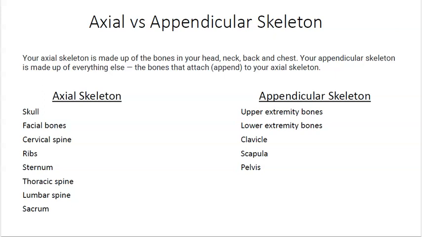So your axial skeleton is made up of the bones in your head, neck, back, and chest. Your appendicular skeleton is made up of everything else, the bones that attach to your axial skeleton. So the axial skeleton is right down the middle of your body. It's the skull, facial bones, cervical spine, ribs, sternum, lumbar and thoracic spine, and sacrum. The appendicular skeleton is everything that connects to the axial. It's the upper extremities, the lower extremities, the clavicle, scapula, and pelvis.